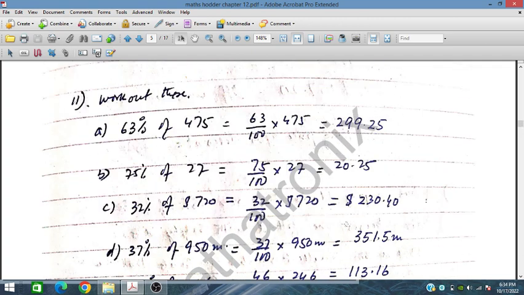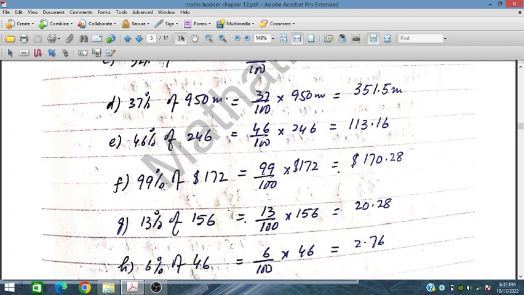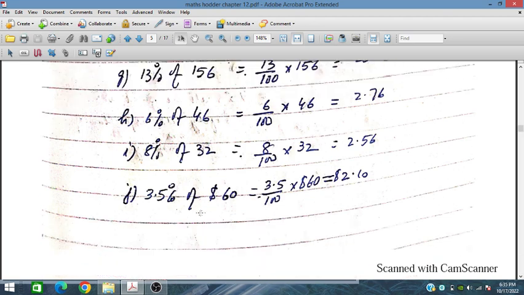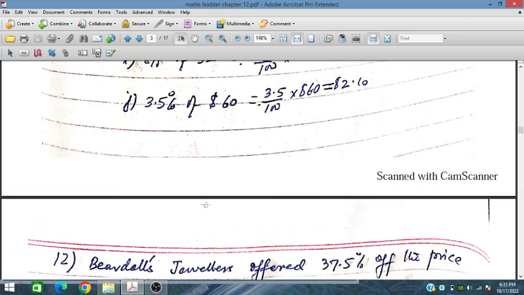So similarly, to work out these, 63% of 475 is 63 divided by 100 into 475, which is equal to 299.25. Similarly, 99% of 172 is very close to 100%, so it is equal to 170.28. Similarly, 3.5% of $60 is equal to 3.5 divided by 100 into $60, which is equal to 2.10.